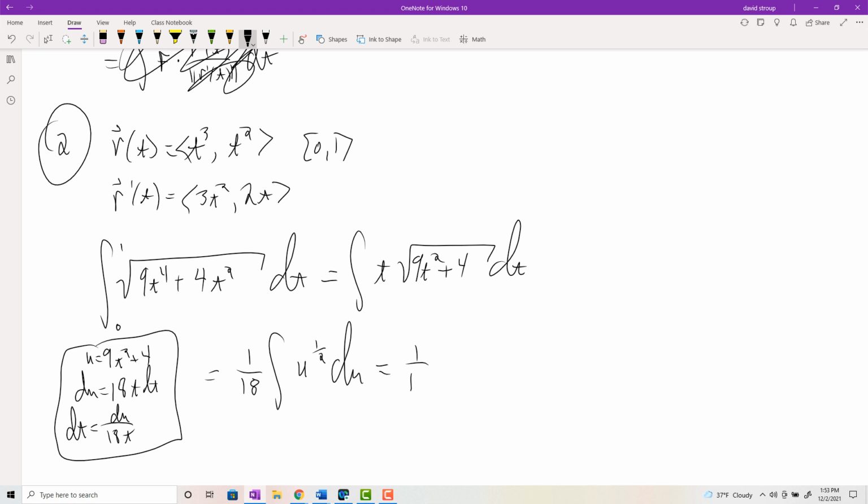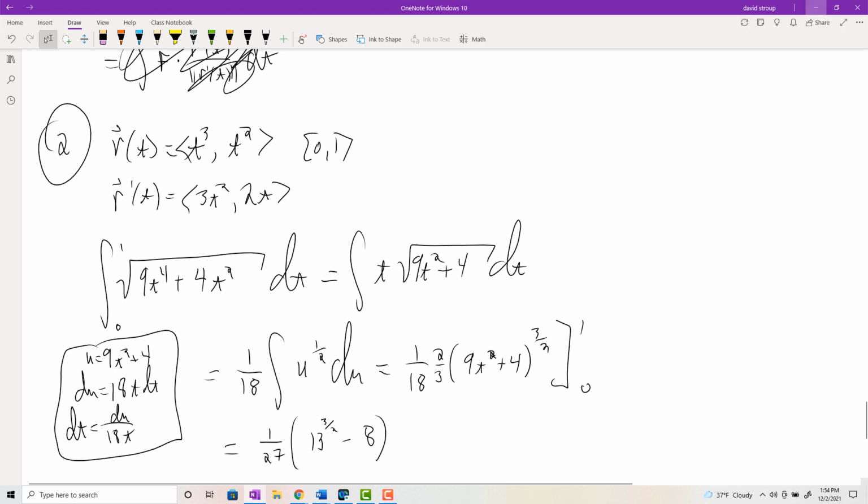So that's going to be 1/18, back subbing, 9t squared plus 4 to the 3/2 now times 2/3, evaluated. So that's going to be 1/27 times plugging in 1. You get 9 plus 4, which is 13 to the 3/2, and then minus plugging in 0, you get 4 to the 3/2, which is 8. Okay, and that should be your answer.